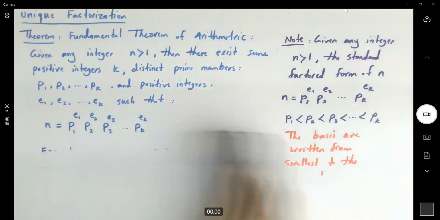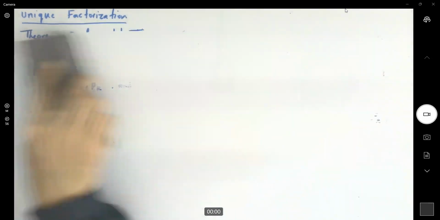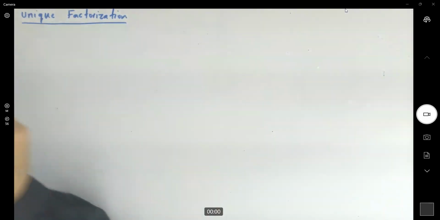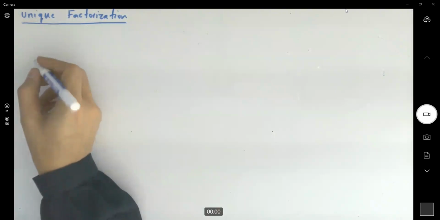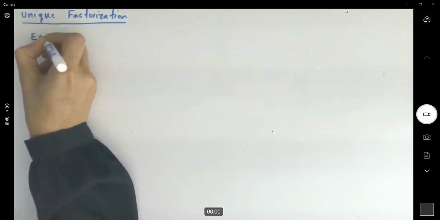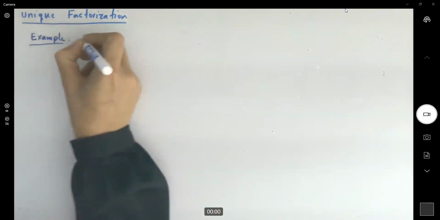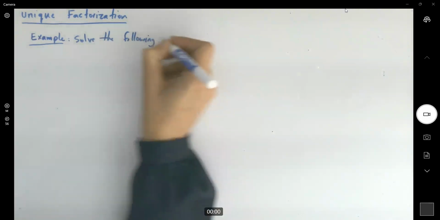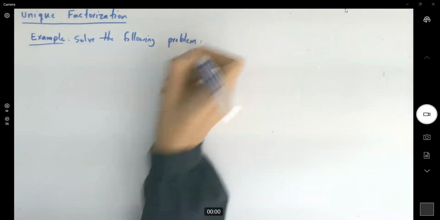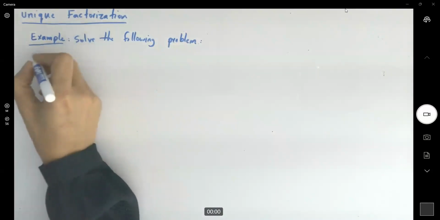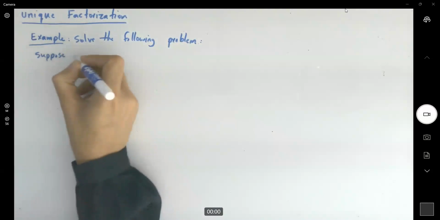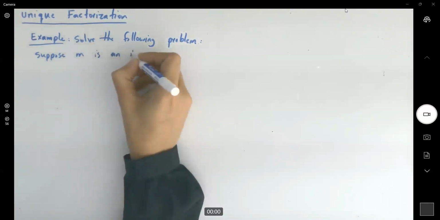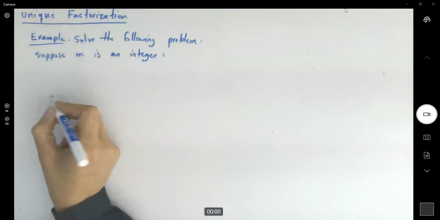One example. Let's see how we can apply this cool theorem. In this example, the question says, solve the following problem. Okay, let's see what the problem is. Very good. It says, suppose m is an integer which satisfies the following equation.